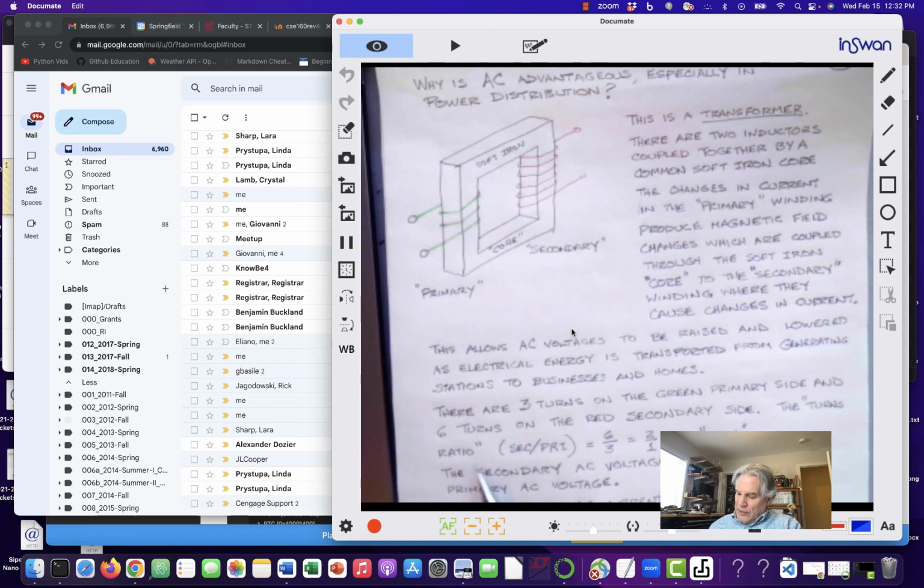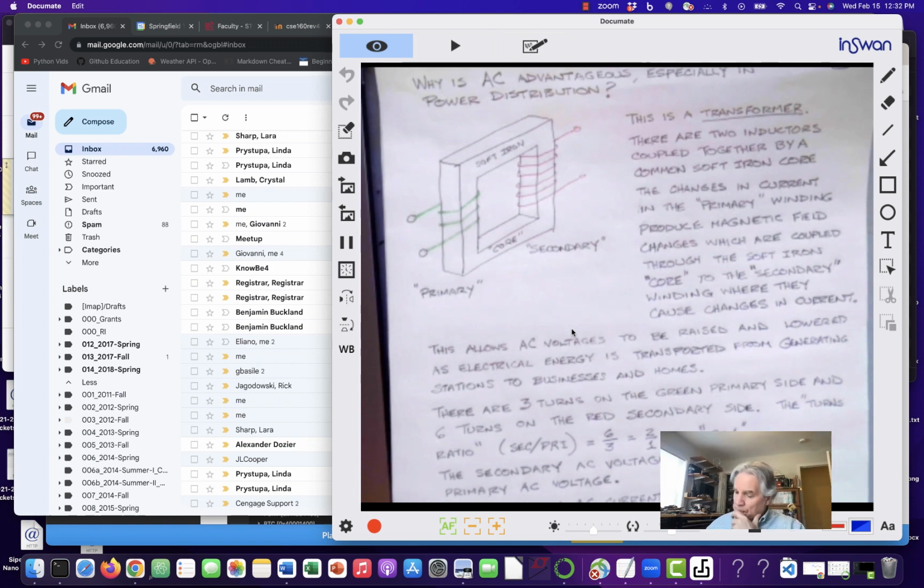There are 3 turns on the green primary side and 6 turns on the red secondary side. The turns ratio, secondary to primary, is 6:3 equals 2:1. The secondary AC voltage will be twice the primary AC voltage. The secondary AC current will be 1/2 the primary AC current.